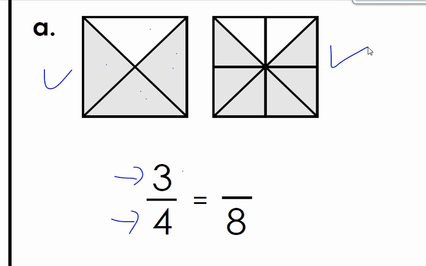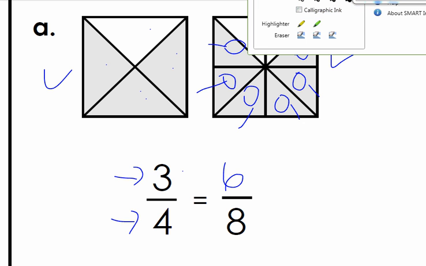this square. Okay, how many total are there? How many sections are there total? 8. However, how many are shaded in? 1, 2, 3, 4, 5, 6.